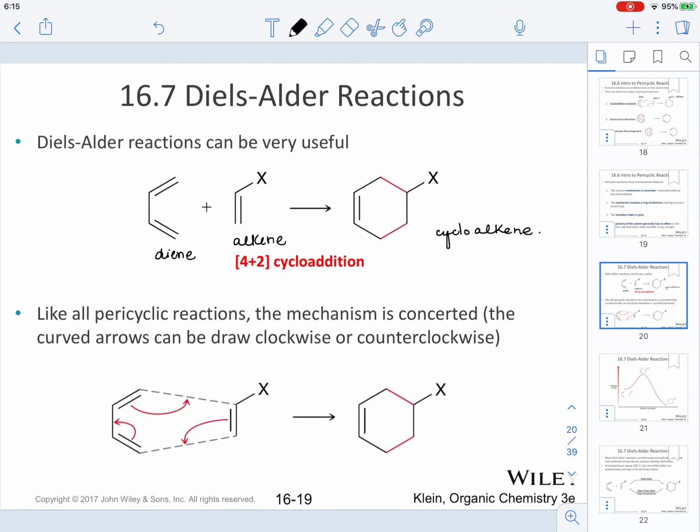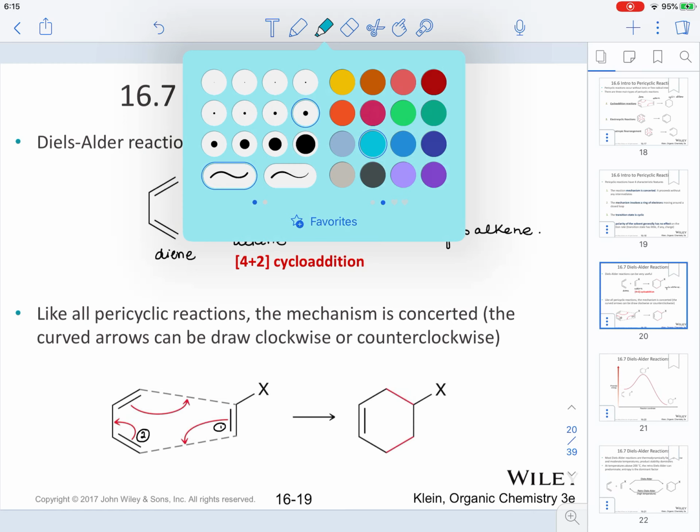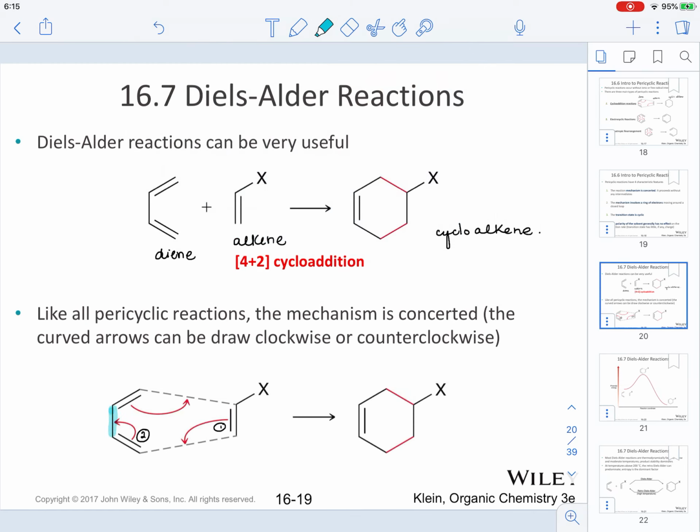Now, as you can see, like all pericyclic reactions, the mechanism for the Diels-Alder reaction is going to be concerted. There's a particular way in which we write the curved arrows for the formation of that product. We always initiate the arrows from the alkene into the diene. Then the second arrow is going to be from the bottom part of our diene into the sigma bond that was in the diene. I'm just going to highlight this. So this arrow is what forms the carbon-carbon double bond that we see in our product.